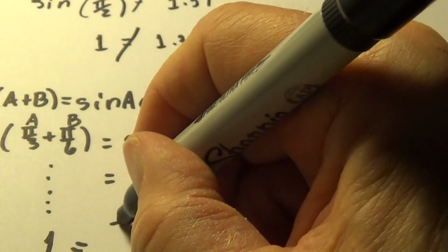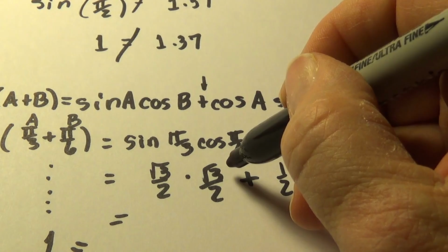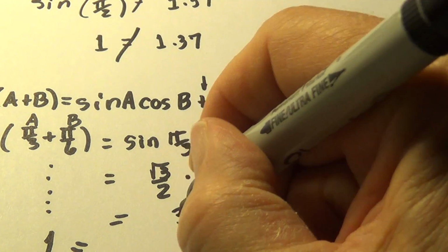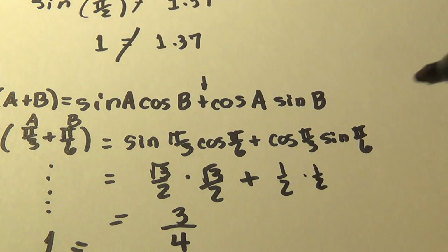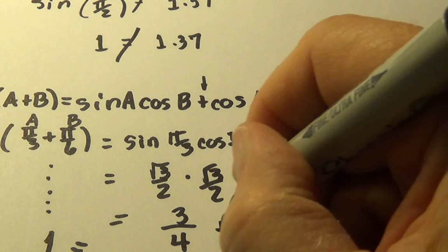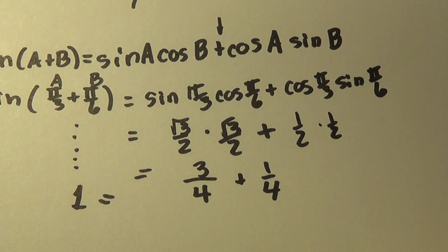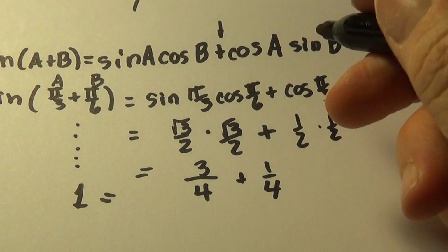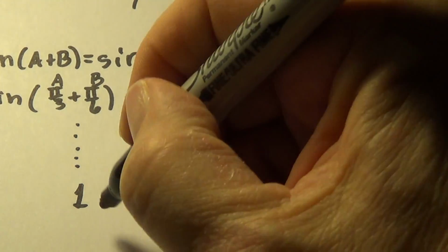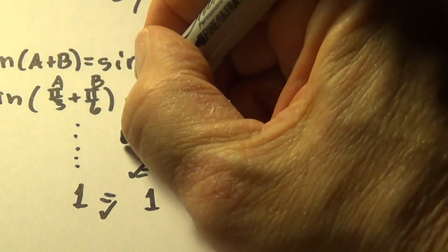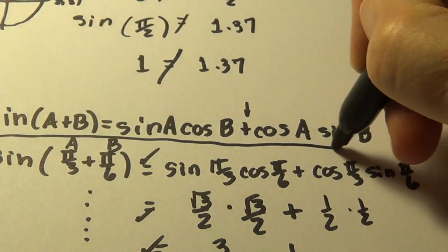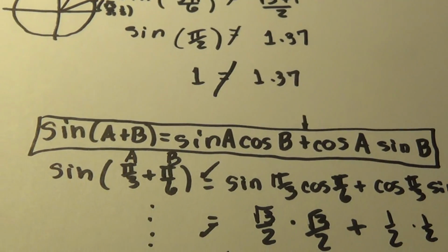Alright, still working on the right. Square root of 3 times square root of 3 is 3. 2 times 2 is 4. 1/2 times 1/2 is 1/4. 3/4 plus 1/4 is 4/4 or 1. True, true, true, true, also true. This is not a rigorous proof, but it can be proven, and we're going to go with it.